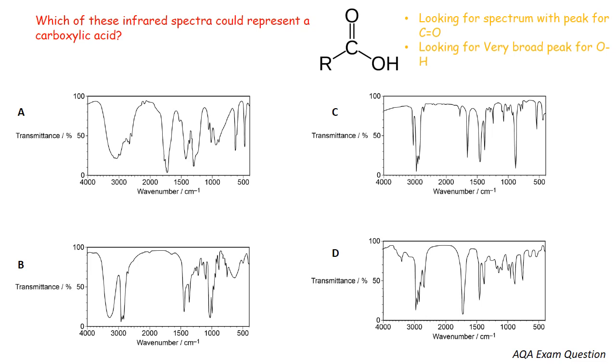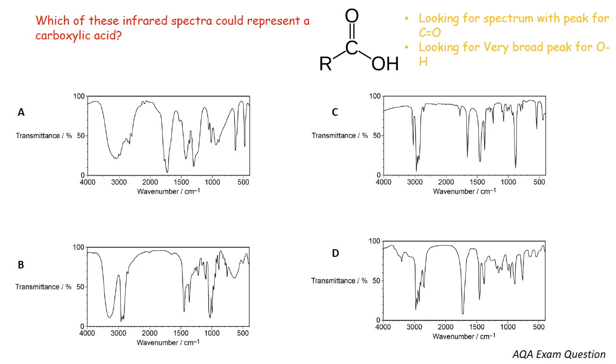Right, last one. Which of these infrared spectra could represent a carboxylic acid? Now the question has not told us which one, so we don't know how many carbons are in that chain, but we're looking for a spectrum with a peak for the C=O bond, and we're looking for a very broad peak for an OH bond. So take a moment, pause and have a look at these.